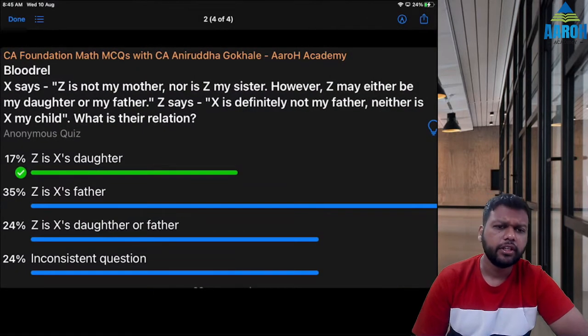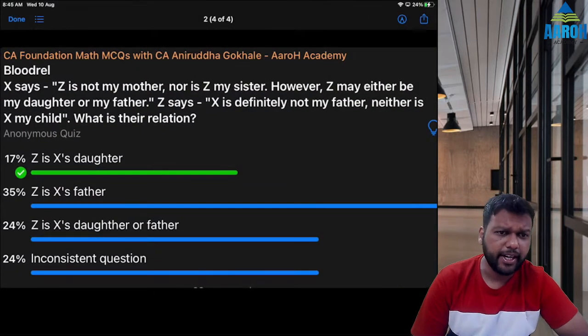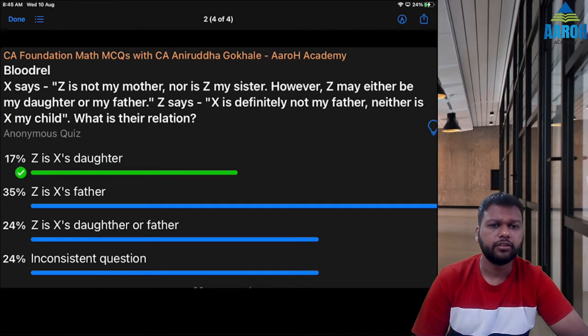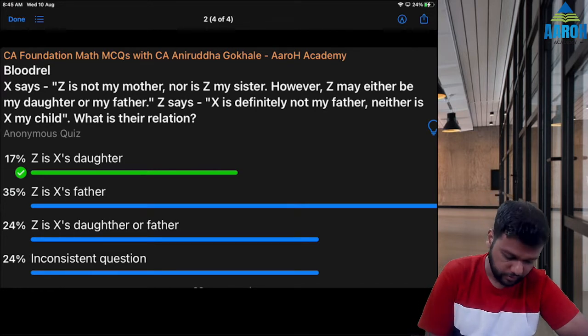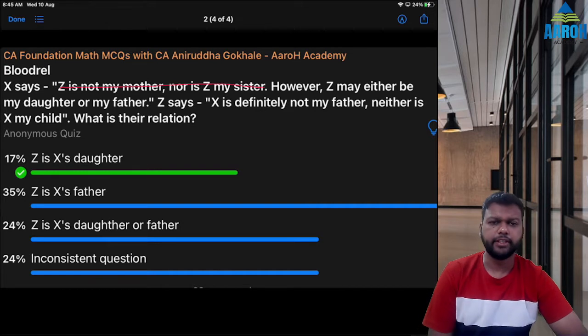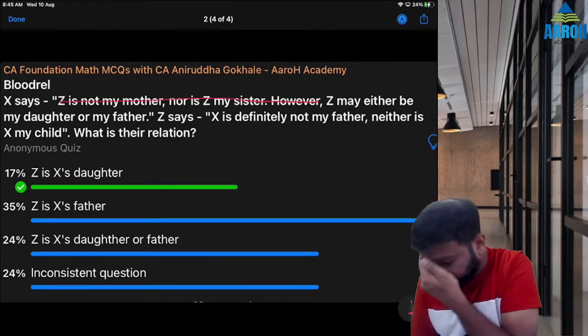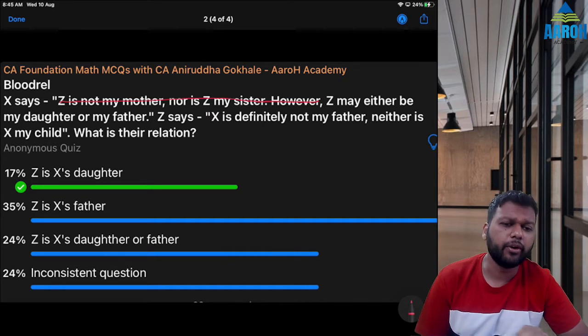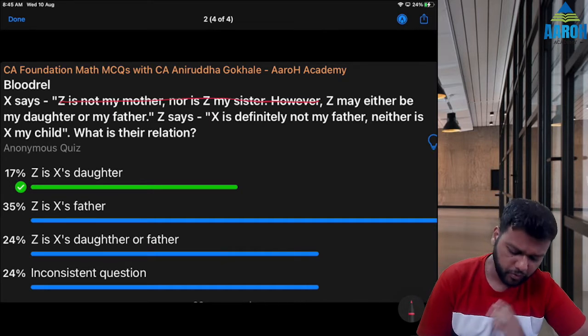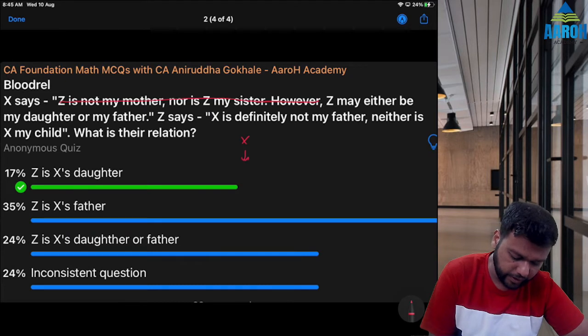Second, X says Z is not my mother, nor is Z my sister. However, Z may either be my daughter or my father. Actually, this information is not relevant to us. X is saying Z may either be my daughter or my father. So either this is true or this is true, right?